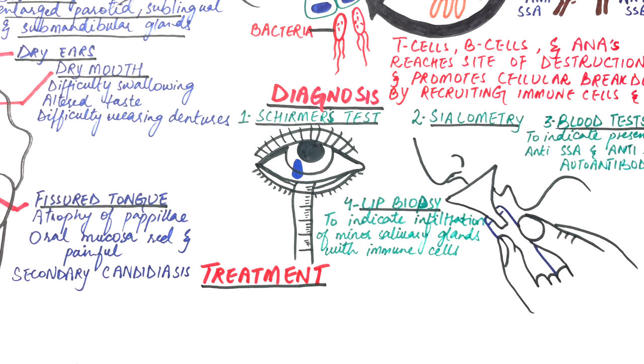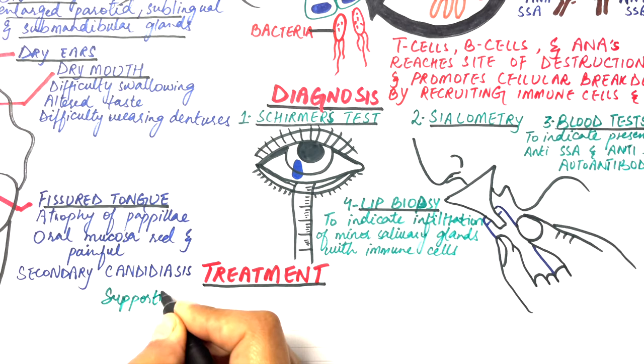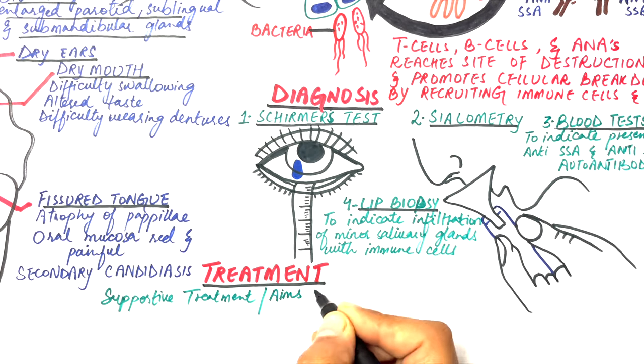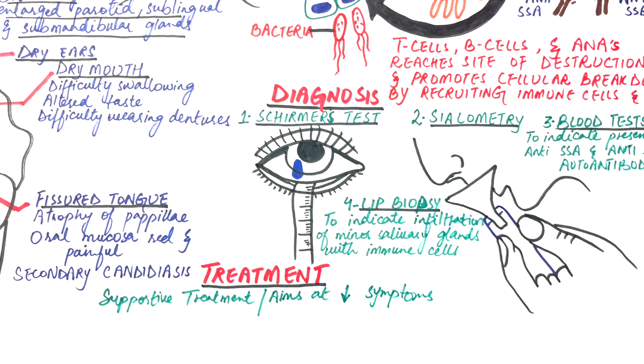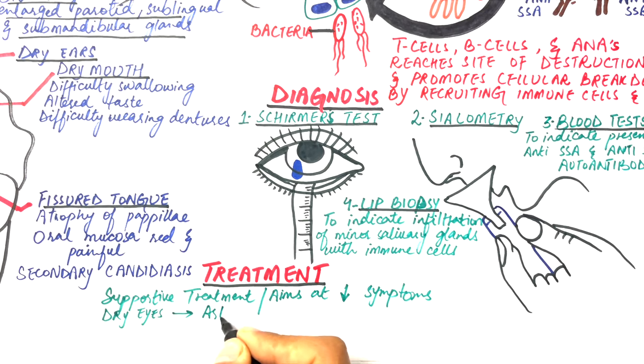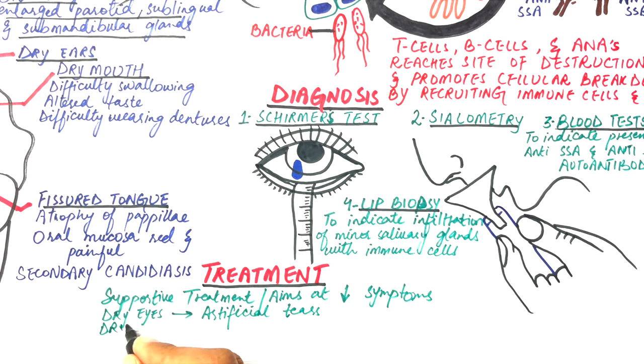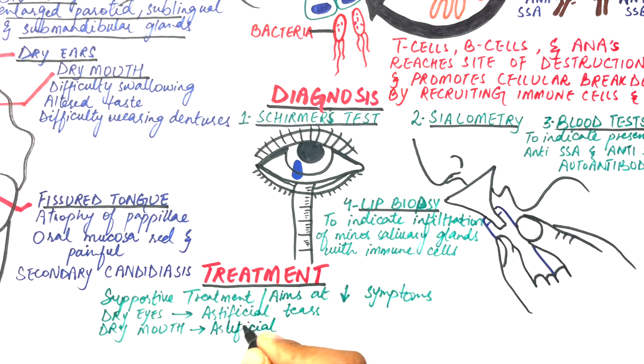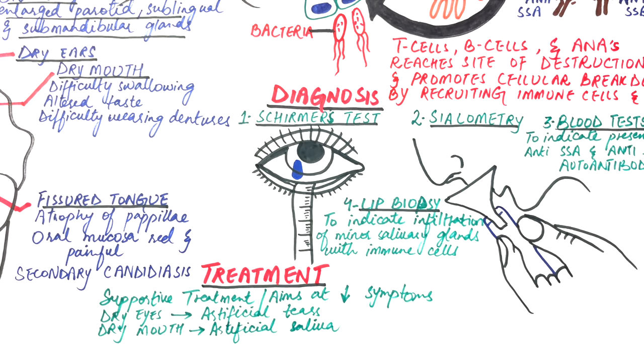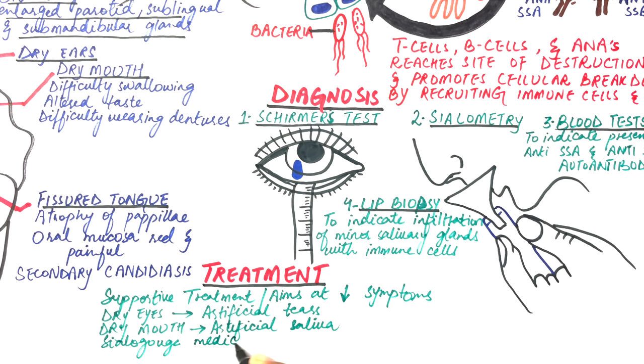The treatment for patients with Sjogren's syndrome is supportive and aims at reducing the patient's symptoms. Dry eyes are best managed with the periodic use of artificial tears. Similarly, artificial saliva can be used for the treatment of dry mouth. Sialogogue medications such as pilocarpine can be useful to stimulate salivary flow.